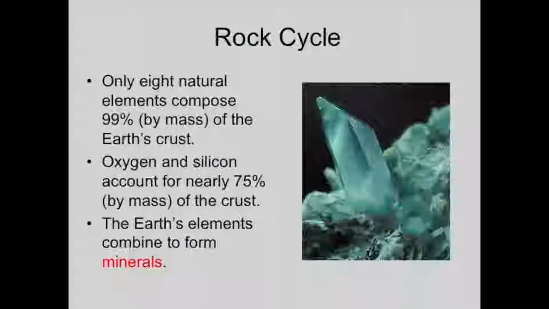Now let's take a look at the materials themselves. We will again focus on the rock cycle or geological cycle and its overall composition. In this case, one of the most important concepts that we need to keep in mind is that there are building blocks. There are really only 8 natural elements that compose nearly all of the Earth's crust. Oxygen and silicon, for example, comprise approximately 74 or more percent of the crust.